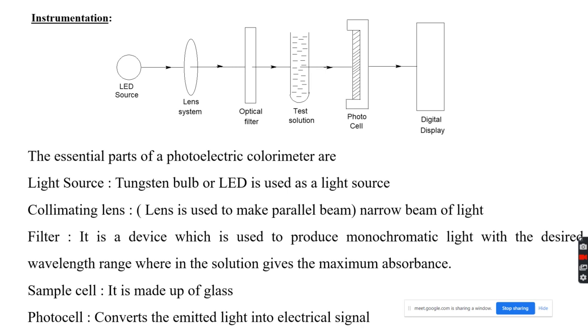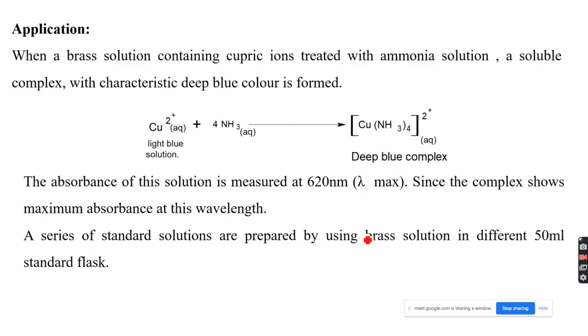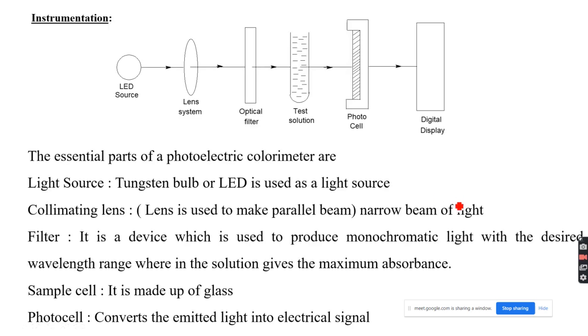Then we send the monochromatic light, or we restrict it. Usually a filter is used. It's a device used to produce monochromatic light, and the very important thing is with the desired wavelength. Monochromatic light with the desired wavelength range is chosen, where the solution gives maximum absorbance. That is very important. It should absorb a maximum.